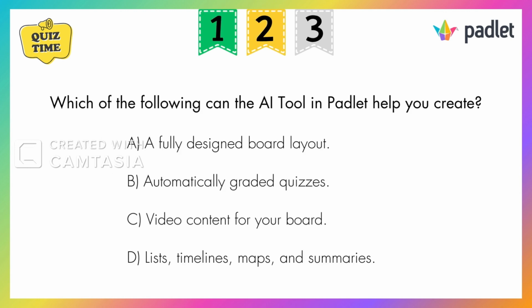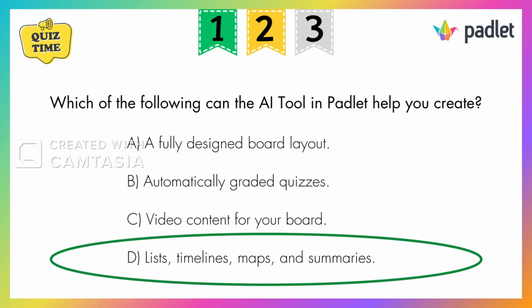Here is the next question. Which of the following can the AI tool in Padlet help you create? A. A fully designed board layout. B. Automatically graded quizzes. C. Video content for your board. Or D. Lists, timelines, maps, and summaries. The correct answer is D. Lists, timelines, maps, and summaries. The AI tool is designed to help you quickly generate these types of content, along with the ability to suggest or create images with the text-to-image feature.